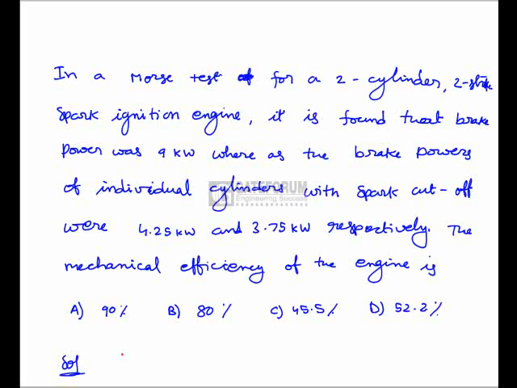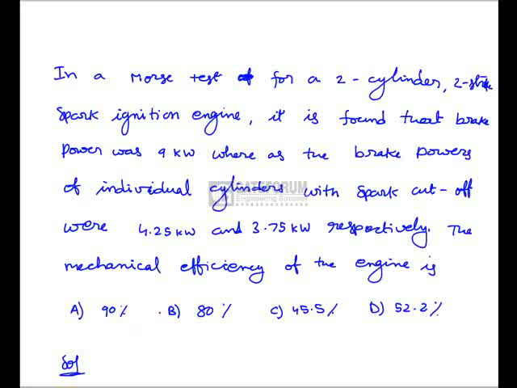In a Morse test for a 2-cylinder 2-stroke spark ignition engine, it is found that the brake power was 9 kilowatts, whereas the brake powers of individual cylinders with spark cutoff were 4.25 kilowatts and 3.75 kilowatts respectively. The mechanical efficiency of the engine is. Generally, a Morse test is used to find out the friction power of an engine.